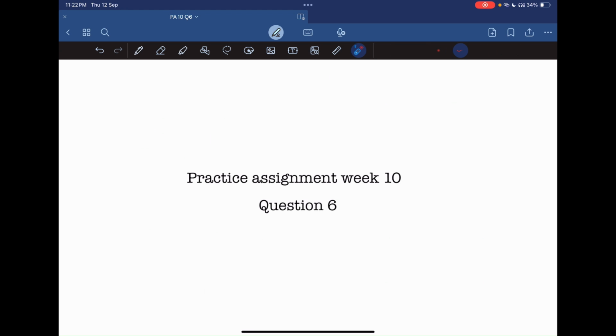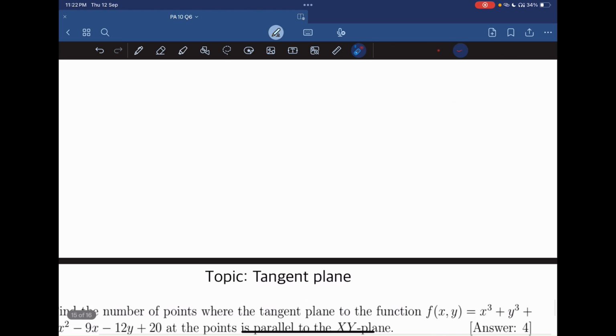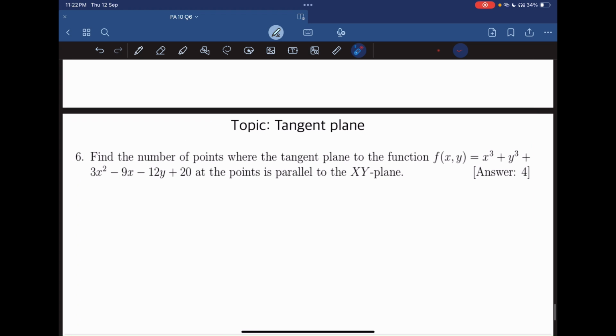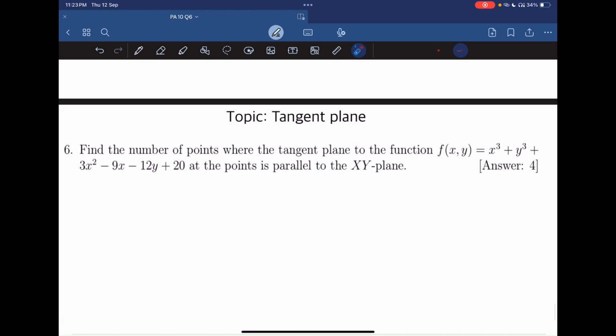So let's now solve practice assignment week 10 question number 6. Find the number of points where the tangent plane to the function at the point is parallel to the xy plane. Now we have seen this before also in question number 2, that when our tangent plane is parallel to the xy plane, all the partial derivatives, that is both with respect to x and y, would become 0. So that means at the points where the tangent plane would be parallel to the xy plane, the partial derivatives with respect to x and y would be 0.